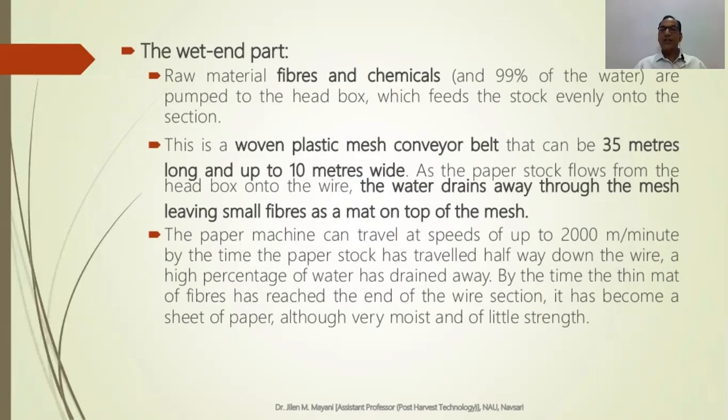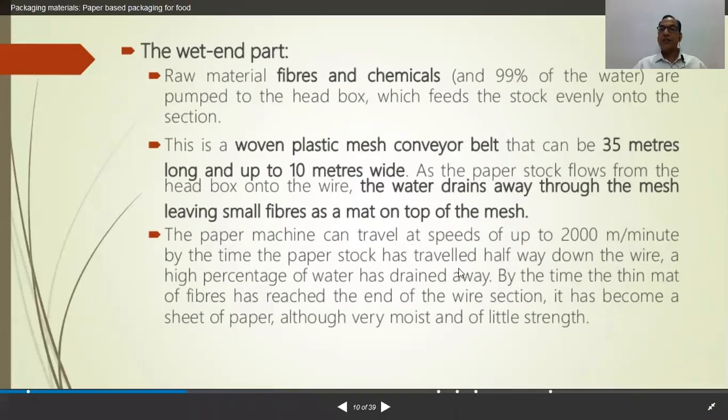All right. And the machine can travel at a speed of up to 2000 meters per minute. By the time the paper stock has traveled halfway down the wire, a high percentage of water has drained away.